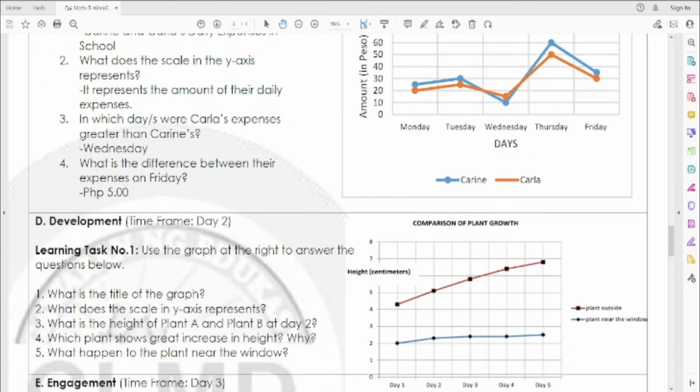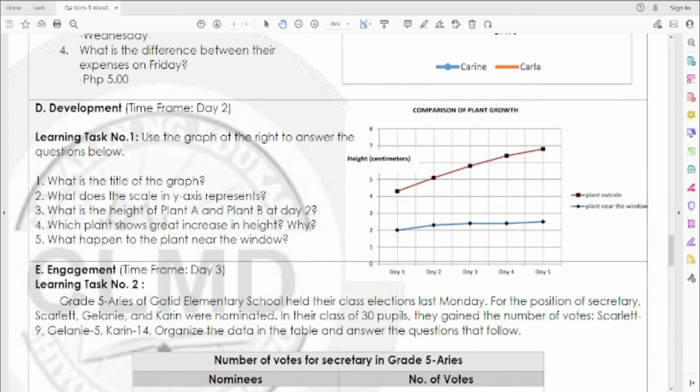Okay. For letter D, time frame, learning task number 1. Use the graph on the right to answer the questions below. This is the graph that you're going to use to answer the questions here. What are our questions? Number 1, what is the title of the graph? Look at the title. Then what does the scale in the y-axis represent?